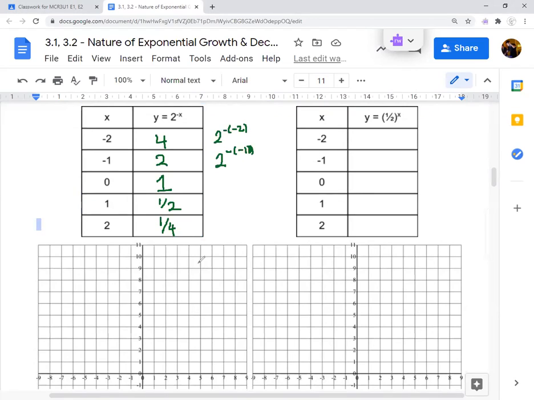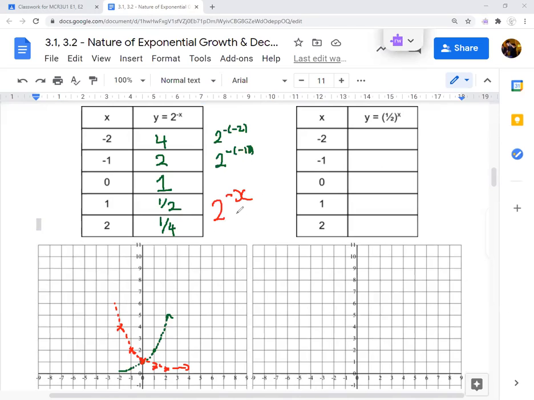Here we go. Very quickly, I know that this is my parent function. It's going to look something like this. Okay. And now I am going to plot these new points. x 0, 1, 1, 1/2, 2, 1/4, negative 1, 2, and negative 2, 4. It's the mirror. Does that make sense?